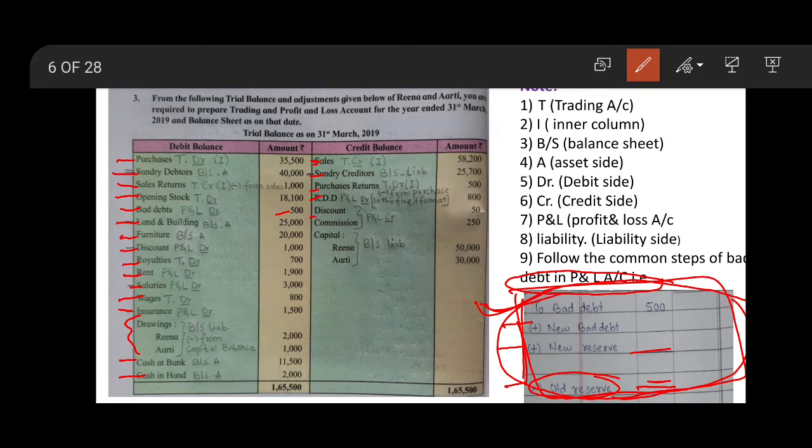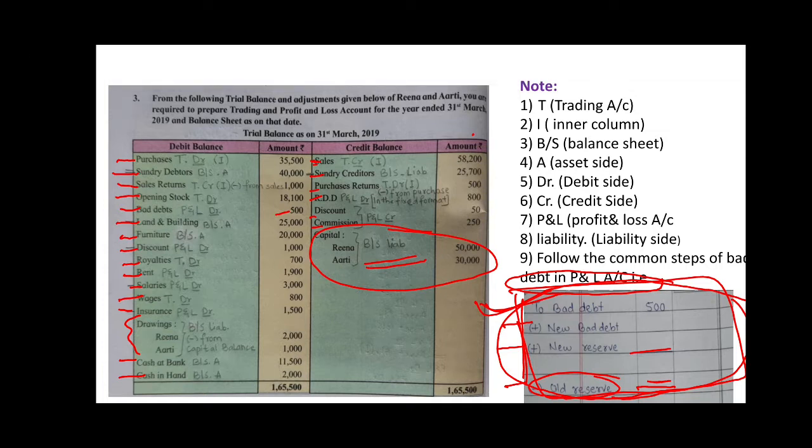Next is discount. Discount is given to the credit side, therefore profit and loss account credit side. Again commission credit side, profit and loss account credit side. Capital balances are given. Capital balances, we write balance sheet liability side, Reena 50,000, leaving 2-3 lines, Aarti 30,000. Okay, so in this way you will transfer the items from the question.